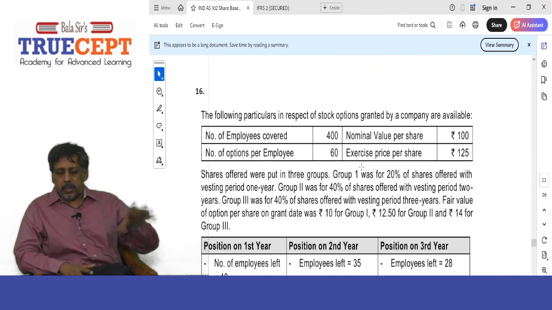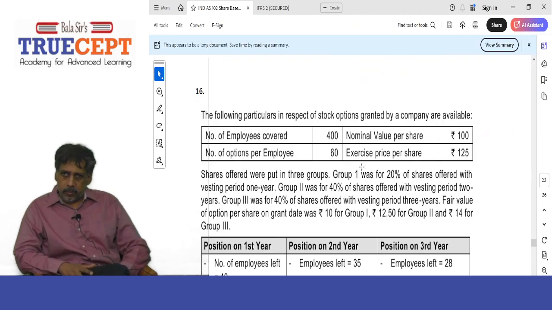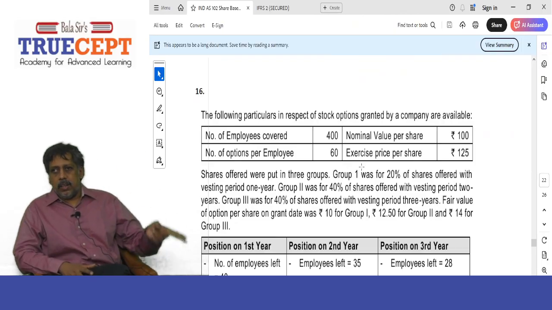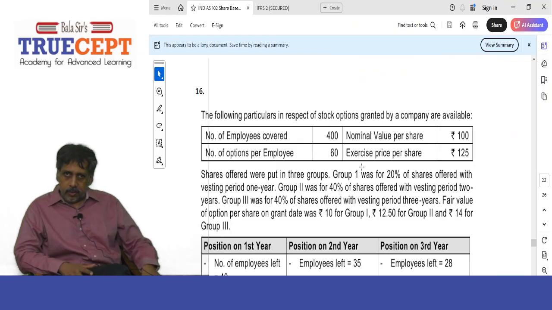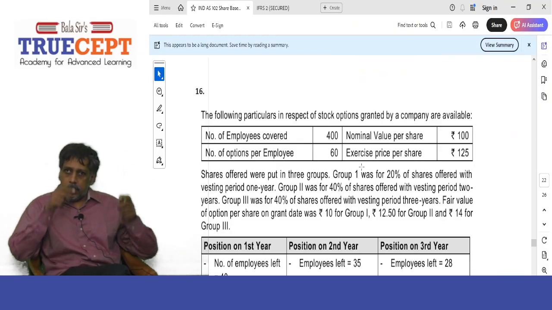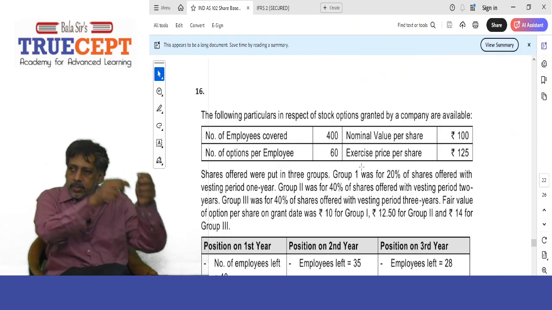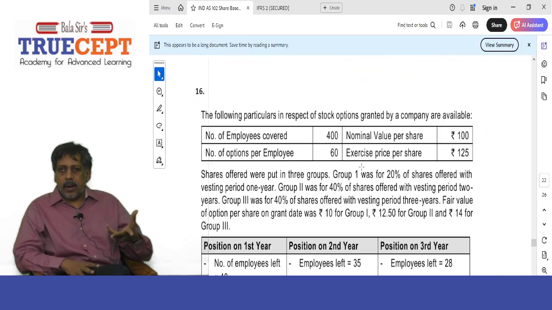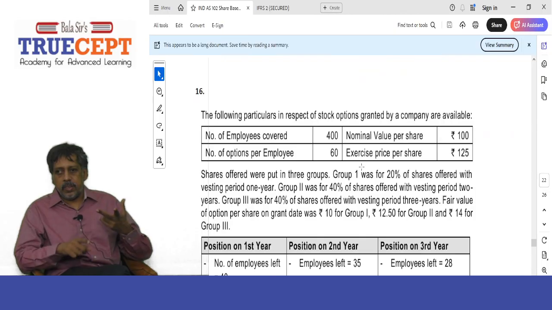Cliff vesting is a type of vesting schedule where the employees will have all their options vested all at once. For example, after rendering service for 3 years, all the options will vest. Is that fine? That is called cliff vesting.